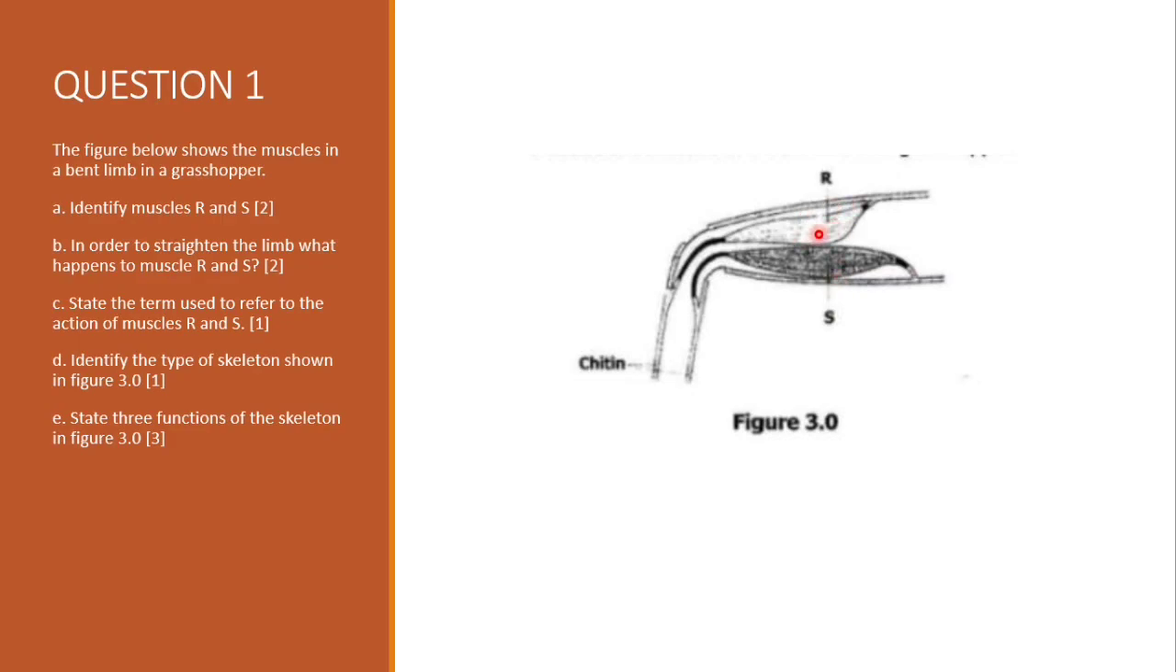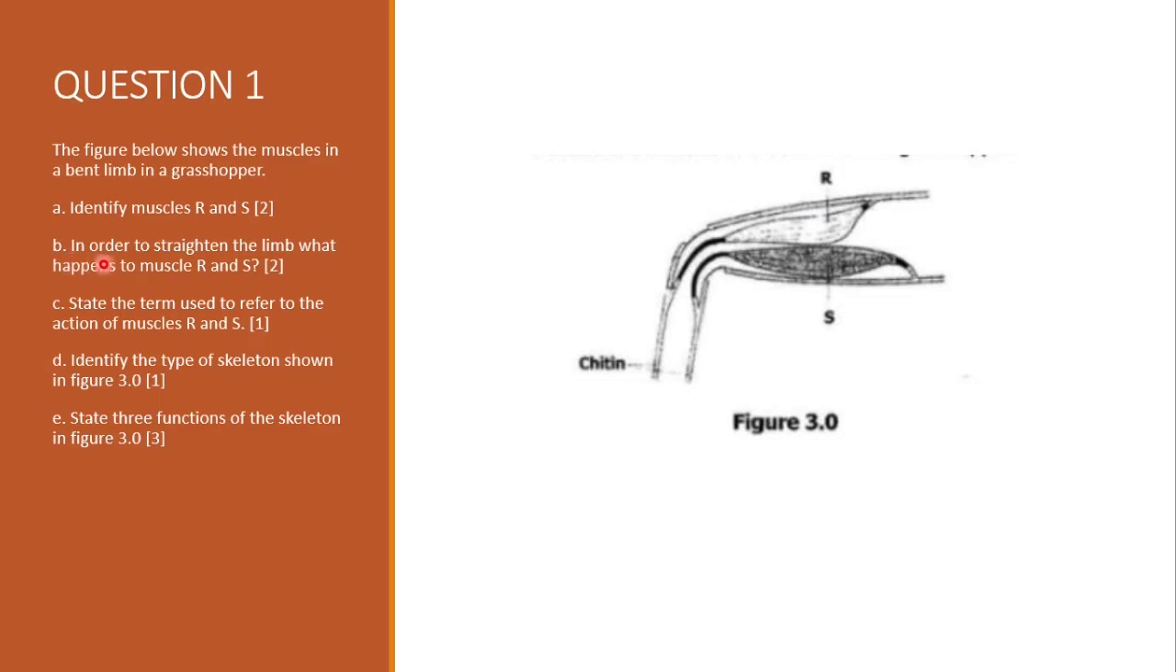So muscle R is known as an extensor muscle, while muscle S is the flexor muscle. A flexor muscle is the one which will cause a joint to bend, while an extensor muscle will cause a joint to extend. So we can see that this muscle will cause this joint to bend going in this direction. So muscle S is the flexor muscle, while muscle R is the extensor muscle.